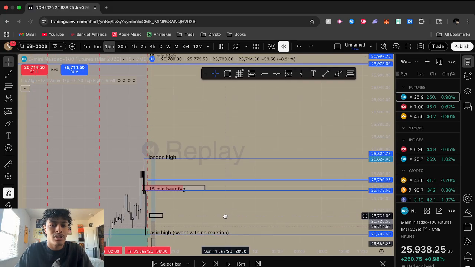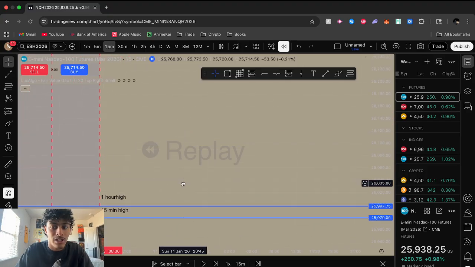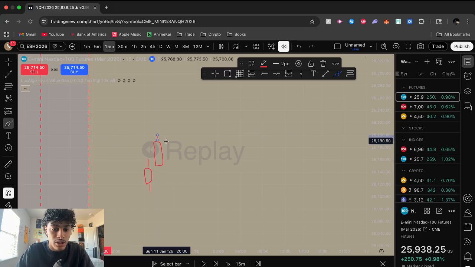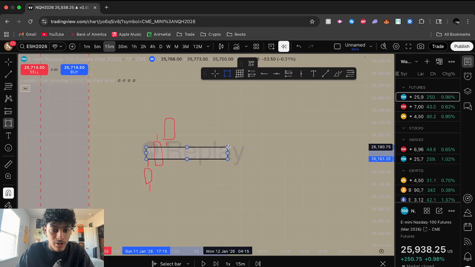What a fair value gap is, if you don't know, I should have probably started with that, is let's say you have 3 candles. You have this candle, and these are all up candles. I don't really care about the color. And then you have this candle, and then let's say you have that candle. It's a 3 candle structure, and this would be your fair value gap from here to here.